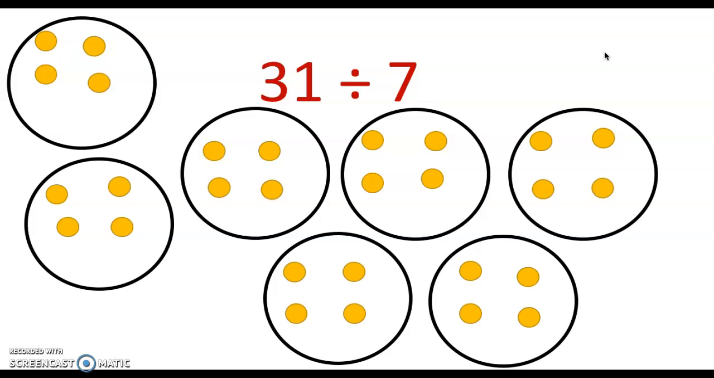Well, I know if I try to go another time, I won't have enough to share for everyone. So I'm going to have to put my extra on the side. So I did 28, 29, 30, 31. So I have 3 extra pies left over. To find my answer, I see how much one person got. We have 1, 2, 3, 4. But we can't forget the remainder. The remainder would be a remainder of 3, because that is how many pies we have left over.